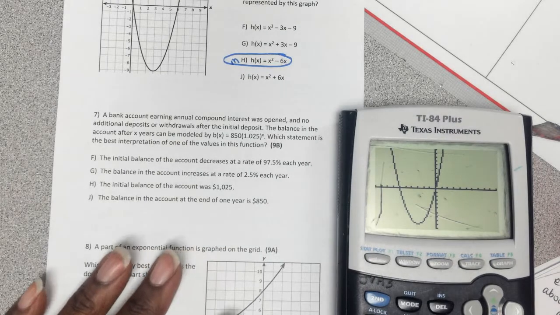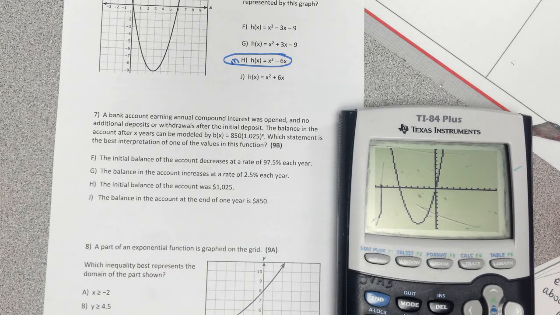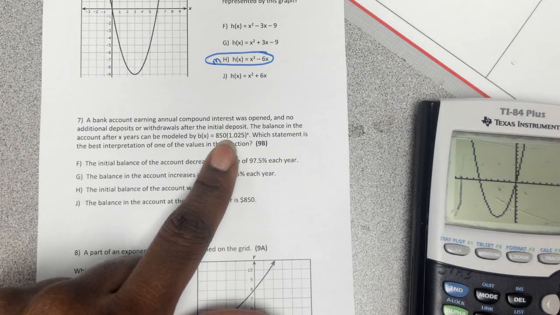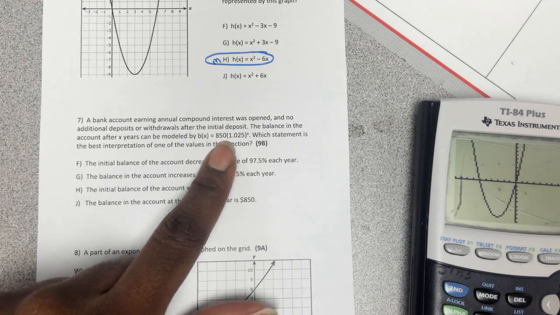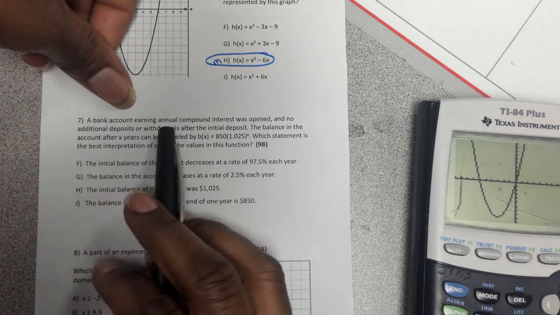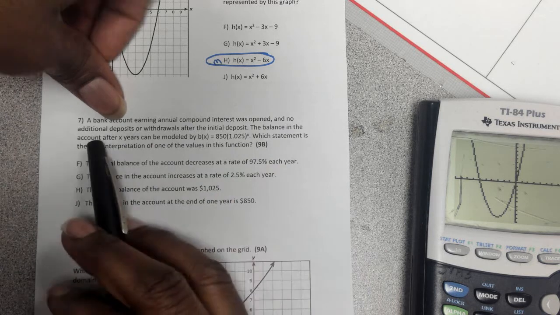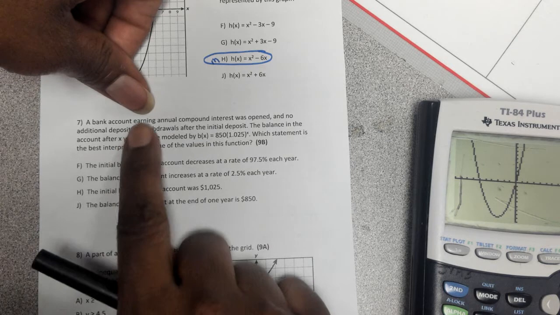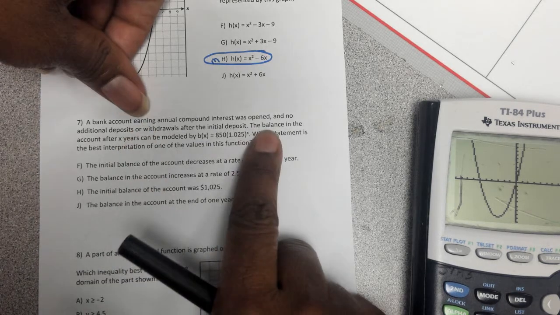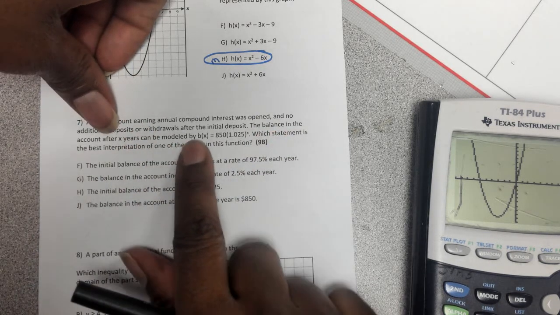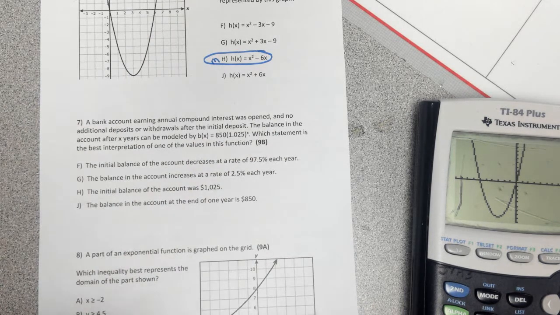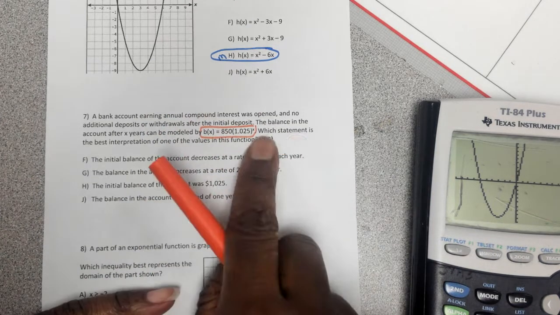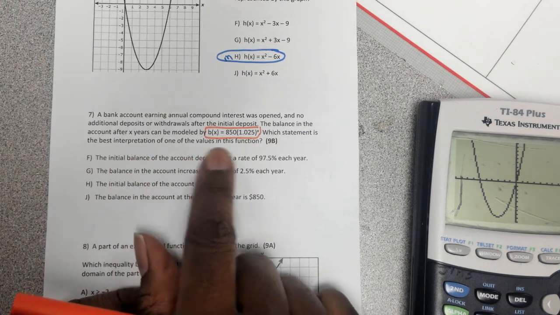All right. Number 7 was tricky for people, but you did have to read the whole thing. These were the functions we talked about yesterday, but if you weren't listening, you don't remember. A bank account earning annual compound interest was opened, with no additional deposits or withdrawals after the initial deposit. The balance in the account after x years can be modeled by this equation right here, which we could put in the calculator, but we're not going to match a graph. So, which statement is the best interpretation of one of the values of this function?